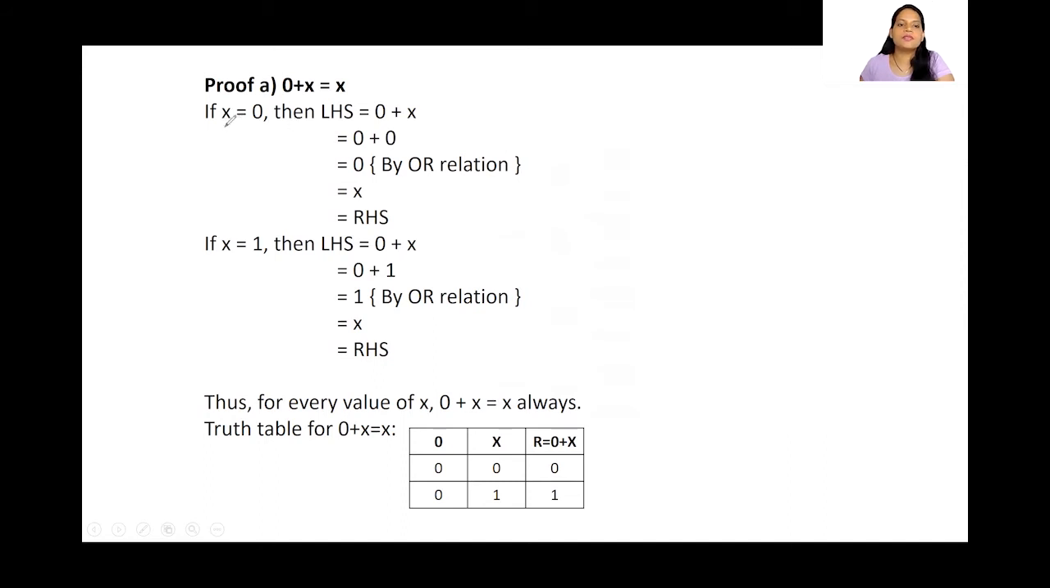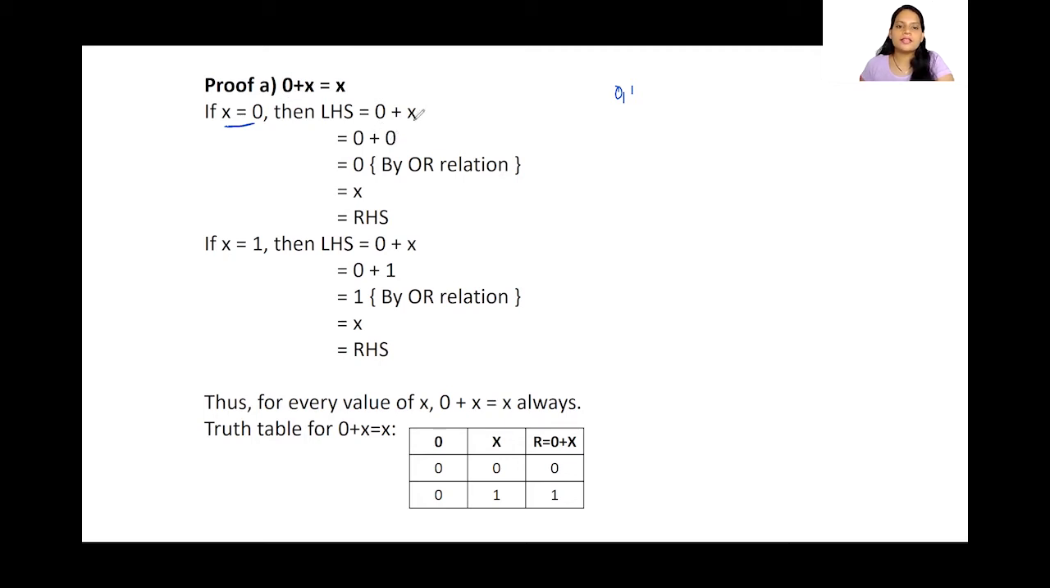See, suppose we are taking x as 0. I told you this, x is a Boolean variable, so we can have both 0 or 1 value for x. So first we are assuming that x is equal to 0. Then what will happen? So 0 plus x becomes what?